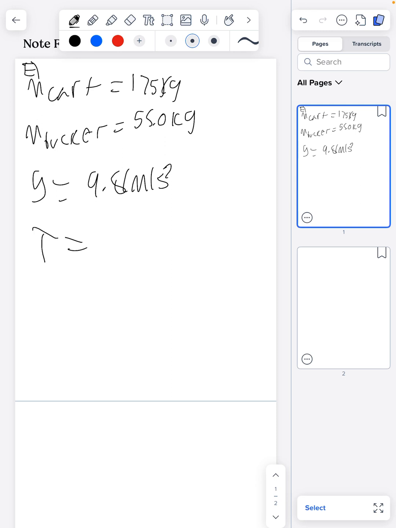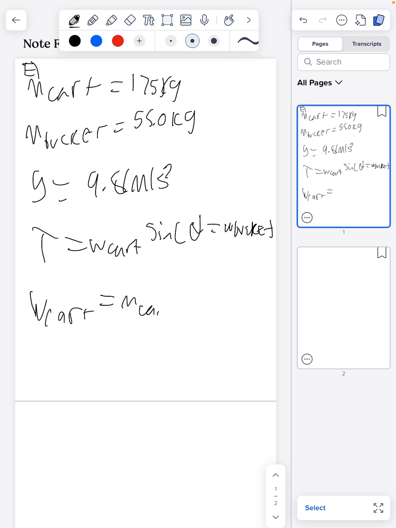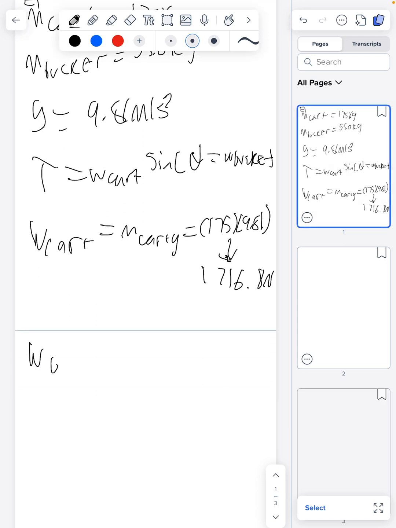That would be T equals W cart sine of theta equals weight of the bucket. The equation for that: W cart equals M cart g, which is simply 175 times 9.81, and then that will give you 1,716.8 newtons. And then to find the weight of the bucket, you do the same thing.